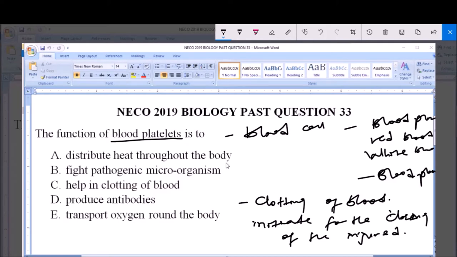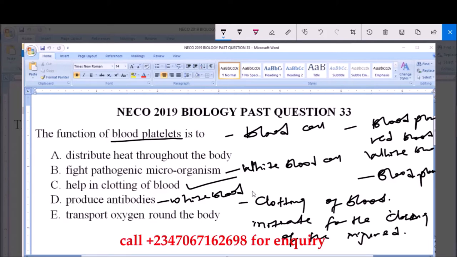Now, option A says distributes heat throughout the body. This is not the function of the blood platelets. This is actually the function of the blood plasma, because the blood plasma is the liquid portion of the blood. Now, B says fights pathogenic microorganisms. This is the function of the white blood cell. C says help in clotting. Yes, this is the function of the blood platelets. And D is produce antibody. This is the function of the white blood cell also. The white blood cells are responsible for the defense mechanism of the body.